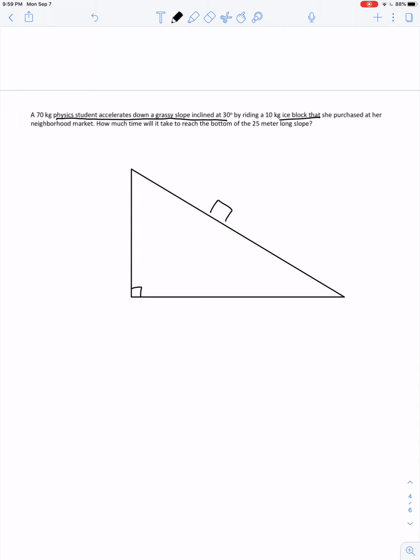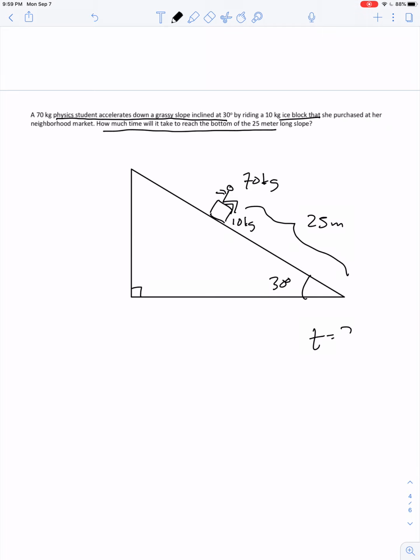Okay, so back to the original ice blocking problem. 30 degrees, 70 kilograms, 10 kilogram ice block. How much time will it take to reach the bottom of the 25-meter long slope? So they have to travel 25 meters down the incline. We're asked for an amount of time.